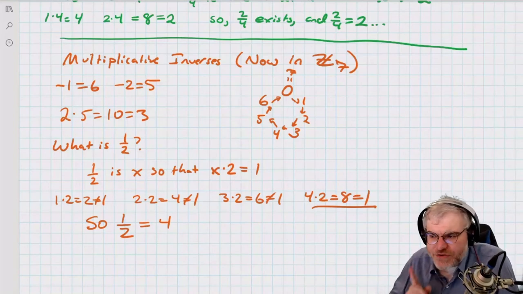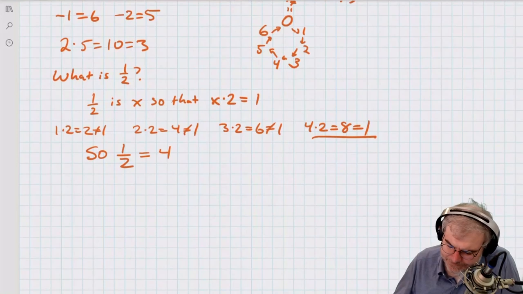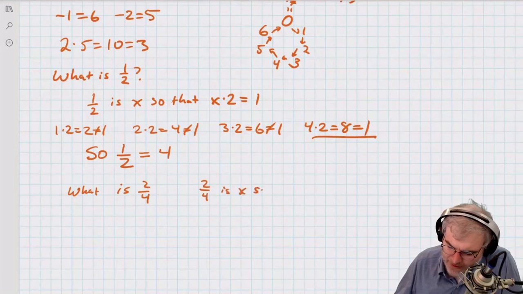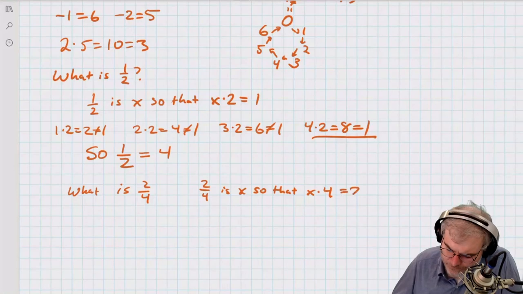Now, let's look at this again. What is 2/4? Okay, so 2/4 is x, so that x times 4 equals 2. 1 times 2 equals 2 again. One times 4 equals 4. That's not it.